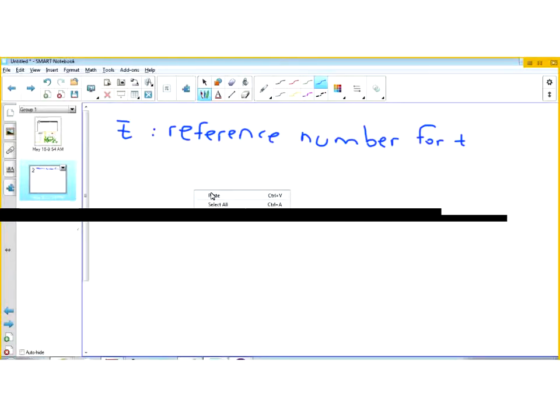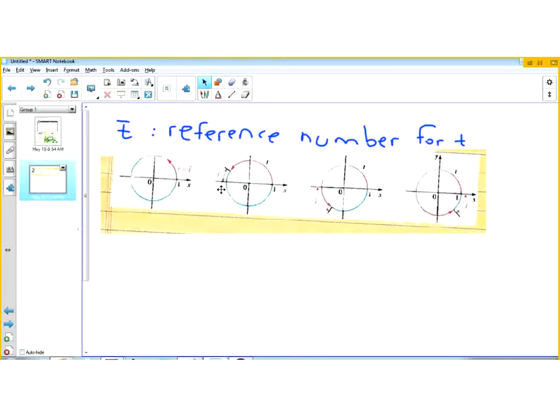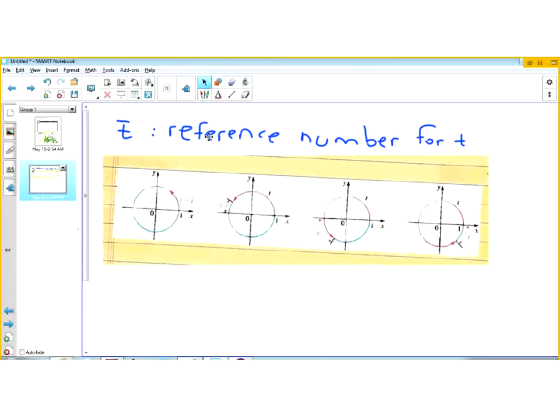Okay, so let me pull up a picture, and then I'll explain what's going on in the picture. All right.